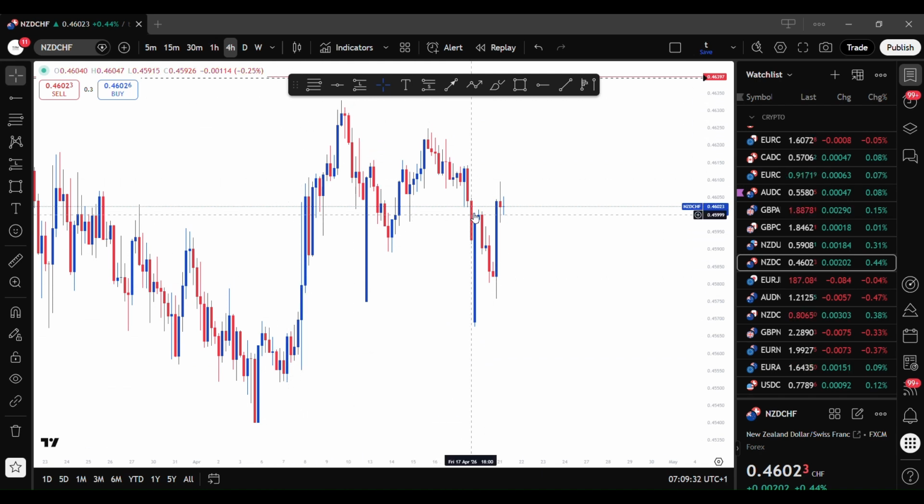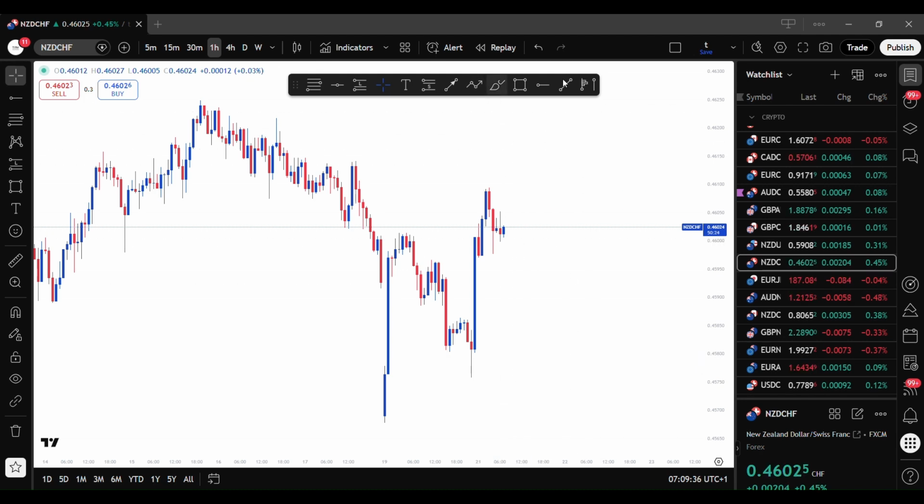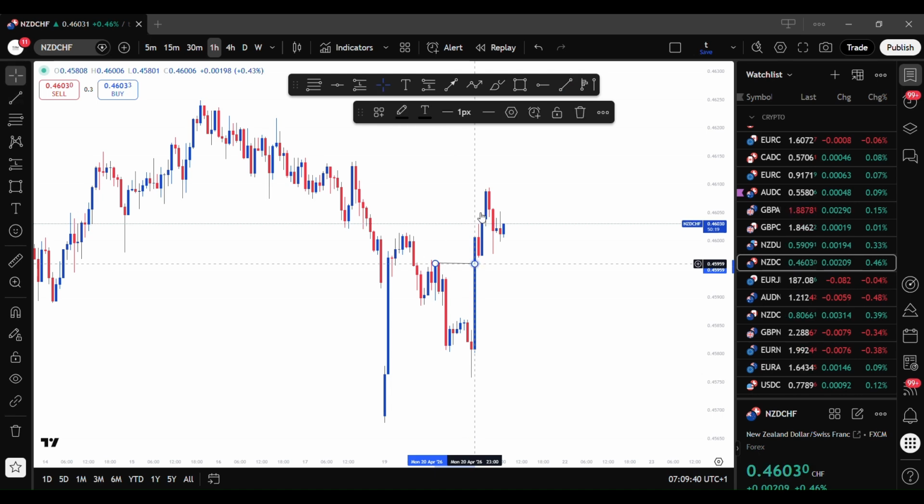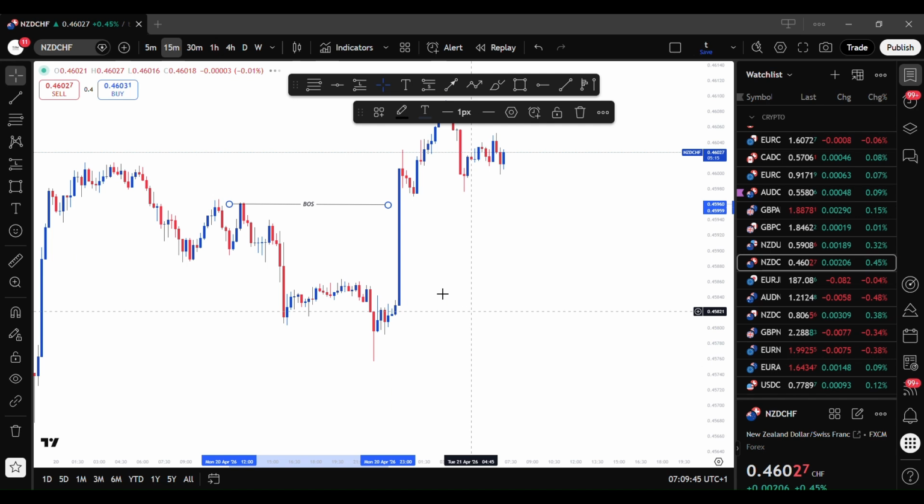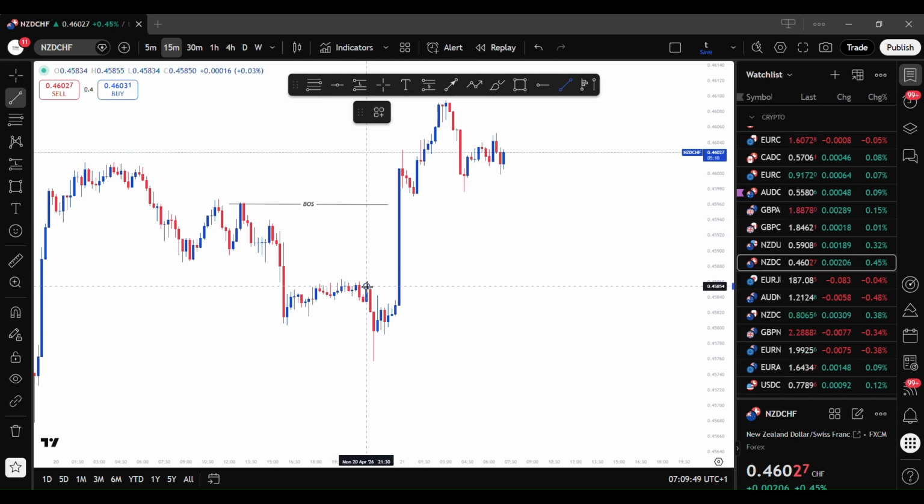You can see on the 4 hours it's already giving a break of structure at this point here, which is clearly on the 1 hour as well. You can see the break of structure here on the 1 hour, so this is it. So you can use this as a break of structure. Come to the 15 minutes, it's clearer on the 15 minutes. This is where we have it here.